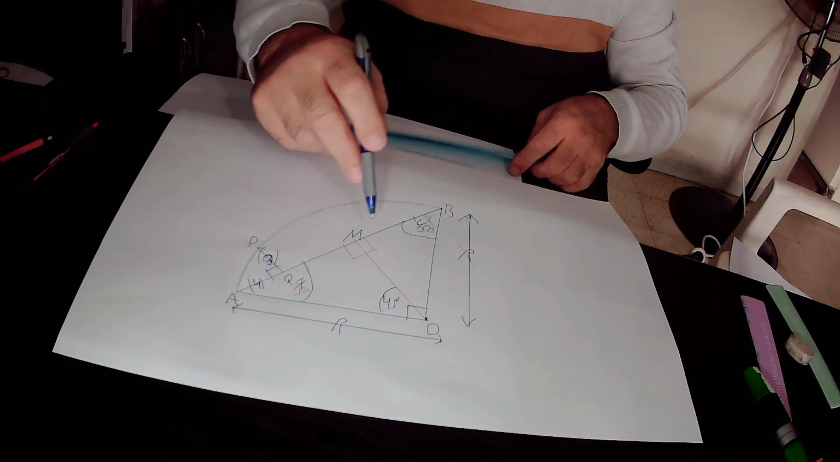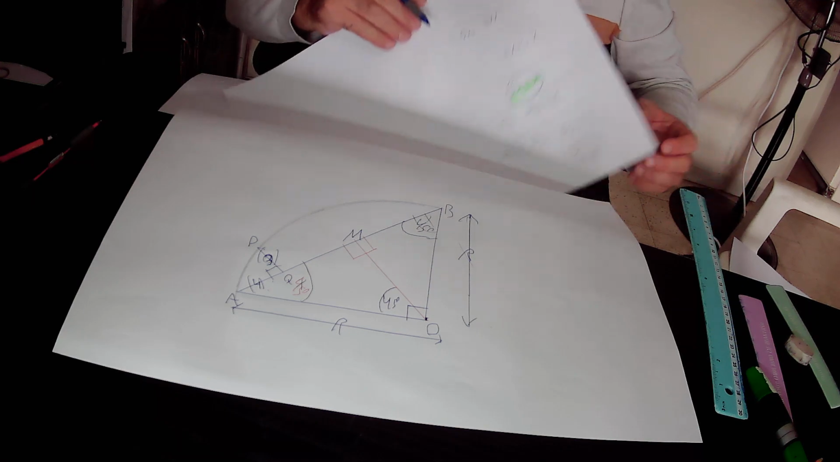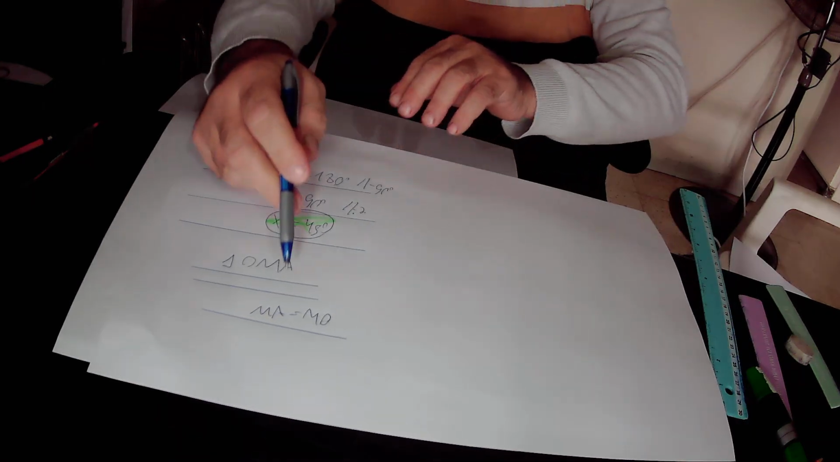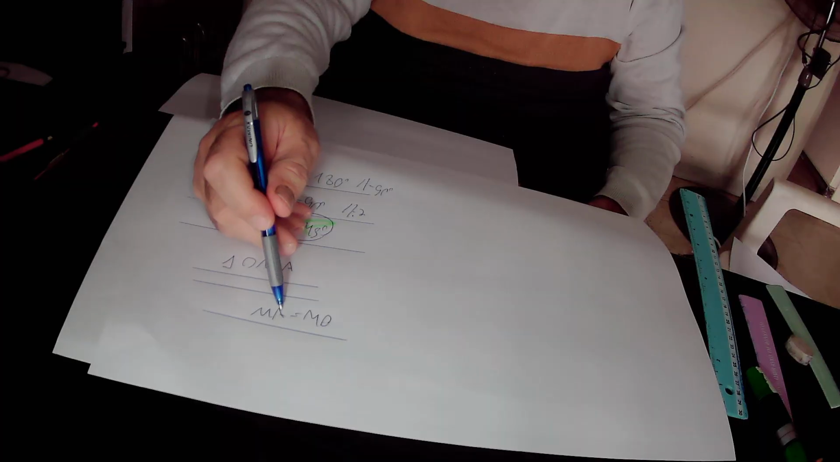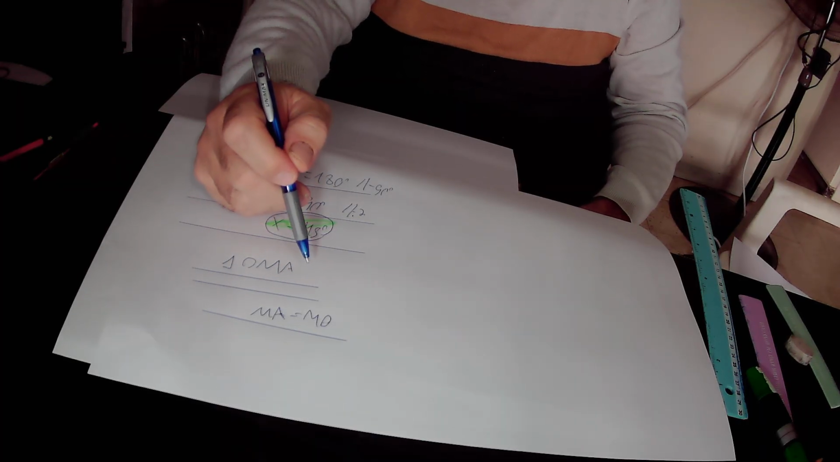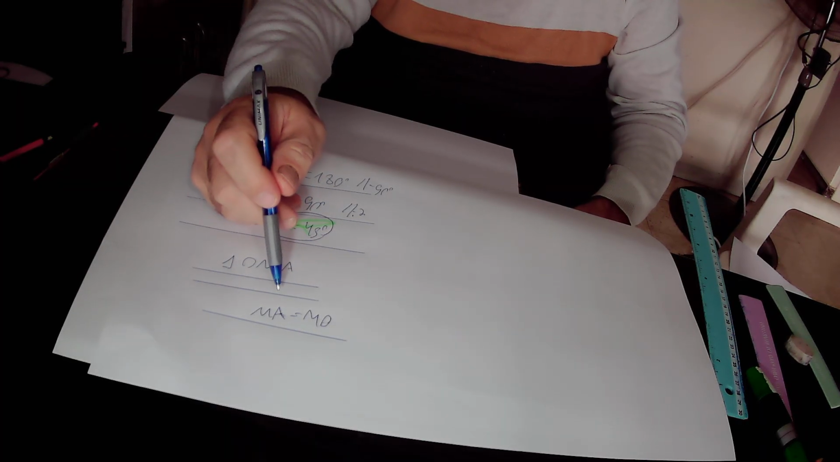Repeat again, in this right triangle, side AM equals side MO, according to the rule that in front of equal angles in a triangle there are equal sides.